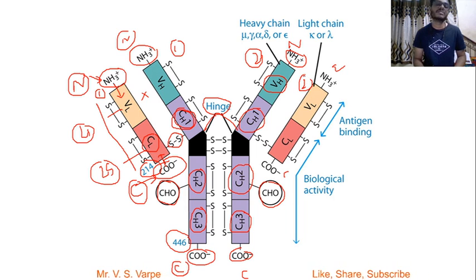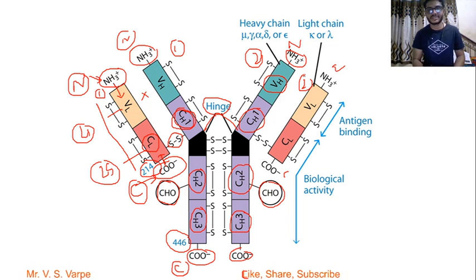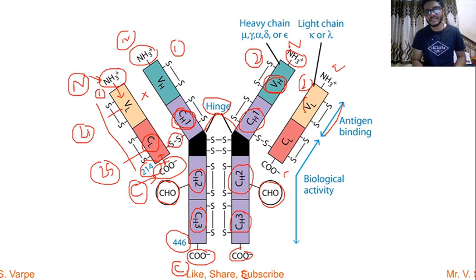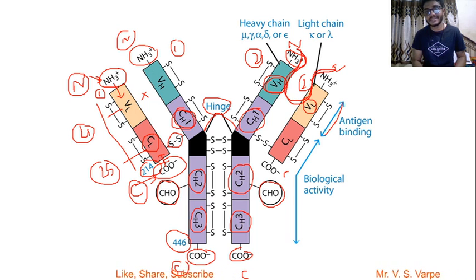And we know that the structure of an antibody is made up of two kinds of chains: one is the heavy chain and the second one is the light chain. Two heavy chains are present here and two light chains are present here. This site is also known as the antigen binding site. Between the variable heavy region and the variable light region there is a gap, and this gap is filled by the antigen.